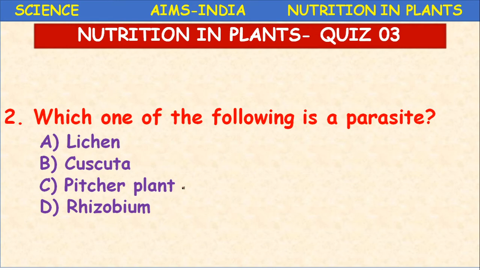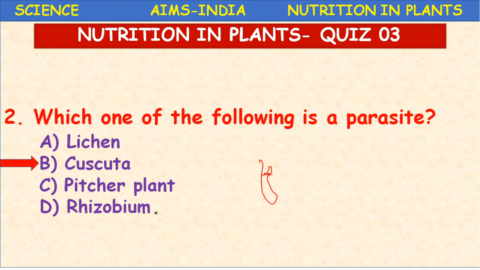And come to the third option, pitcher plant. The plant is like this. It possesses several pitcher-like structures, and it is an insectivorous plant where it possesses a lid over it. Whenever an insect enters inside, it closes. So it is an insectivorous plant. And Rhizobium is a bacteria. So here the correct option is Cuscuta.